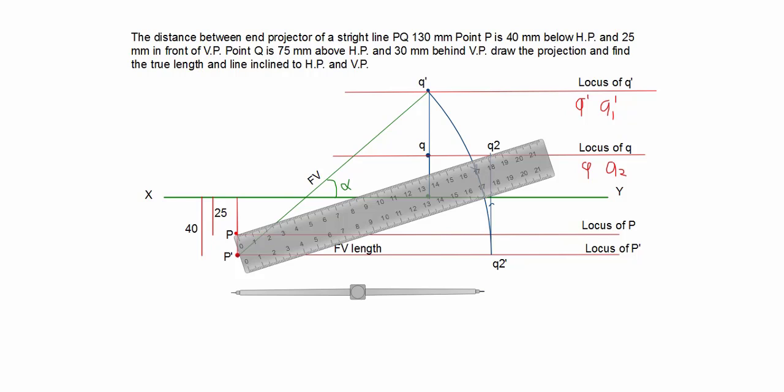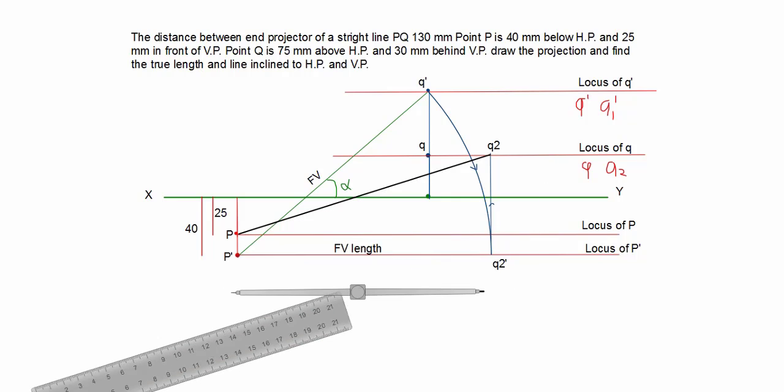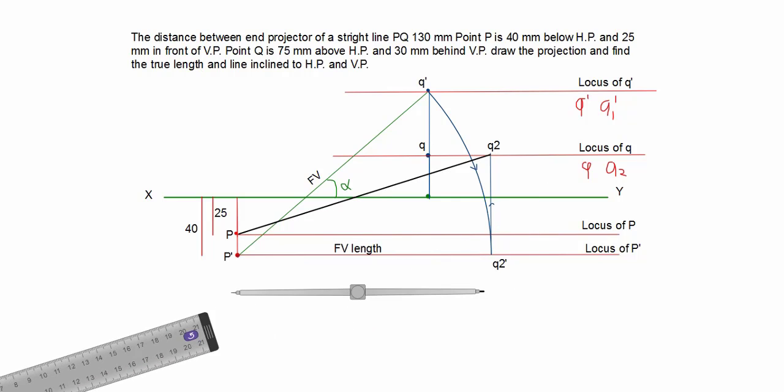And it is called as a line inclined to VP. This is our answer, that is called as a top view plus true length. My line PQ is inclined to VP. So here you can get your angle phi. This is called as angle phi, your line inclined to VP.